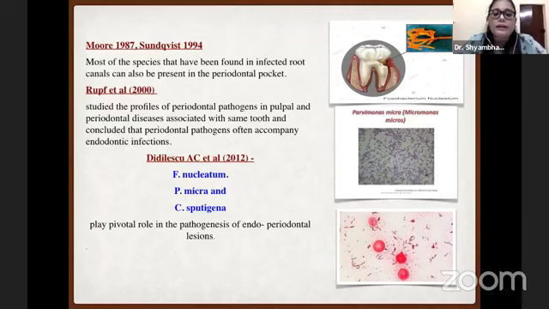Now, Rôças et al. in 2000 studied the profiles of periodontal pathogens in pulpal and periodontal diseases associated with the same tooth, and concluded that periodontal pathogens often accompany endodontic infections. In a detailed study on endoperio lesions, the three most commonly isolated microorganisms were F. nucleatum, P. micra, and C. sputigena. These three microorganisms play a pivotal role in the pathogenesis of endoperio lesions, and they are almost always present in any endoperio lesion.